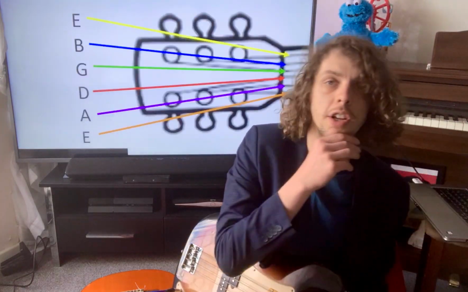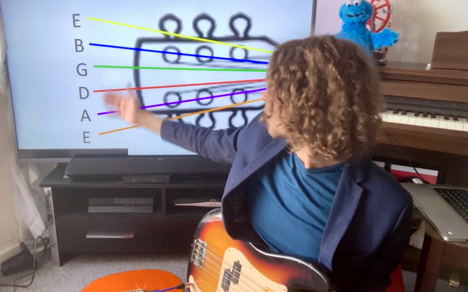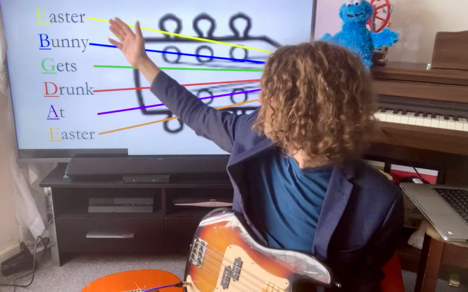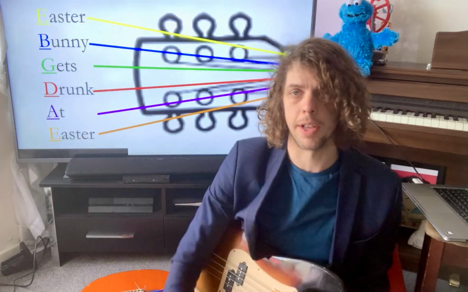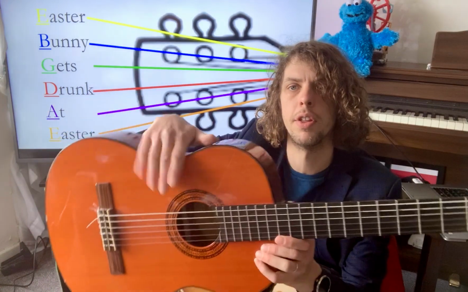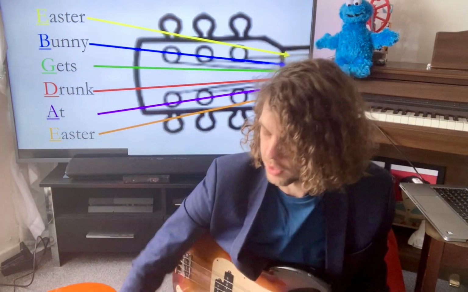Now remember our guitar strings, there they are. The guitar has 6 strings, E, B, G, D, A, E. And there's the sentence which helps us remember the names of the strings: Easter Bunny gets drunk at Easter. Today we're going to be using the low E string. If we look at the normal guitar here, the low E string is that one, the fattest, thickest string. So that's the one that sounds the lowest.